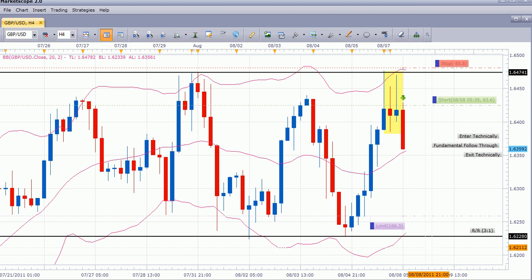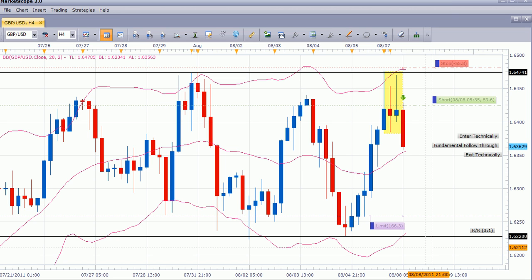I want to look for bears losing momentum. I want to look for lower wicks that are very long along this bottom horizontal line, and that will give me an idea of when to get out, or maybe when I should start considering exiting this position. So again, enter technically, look for fundamental follow through, and then exit technically as well.